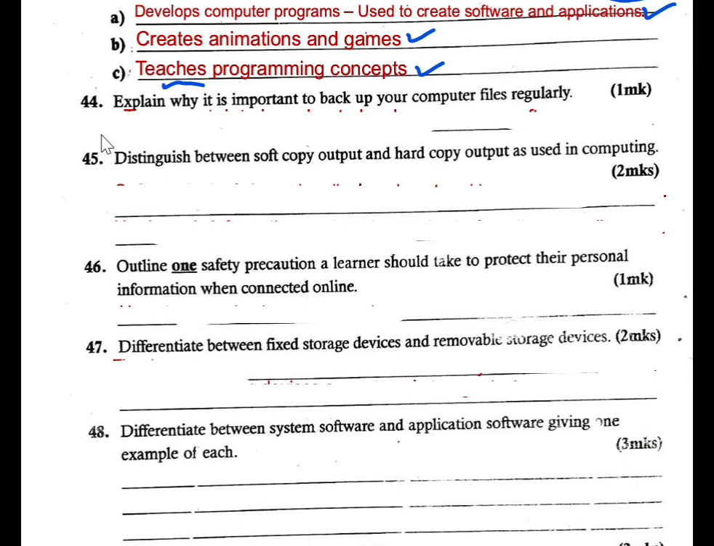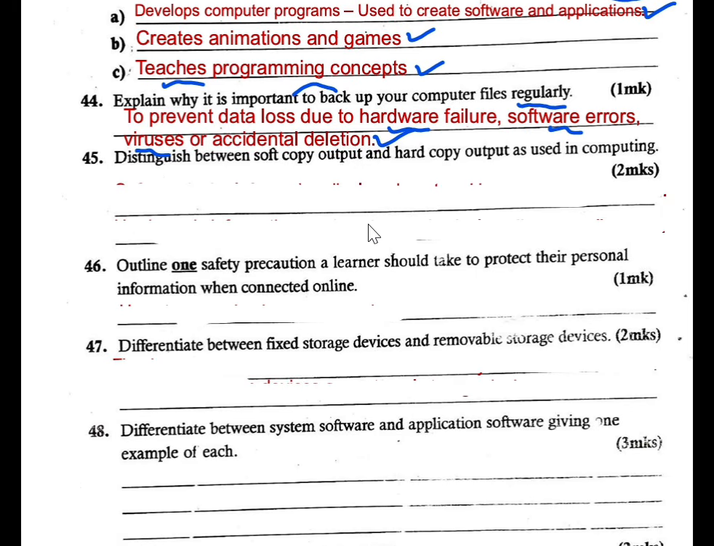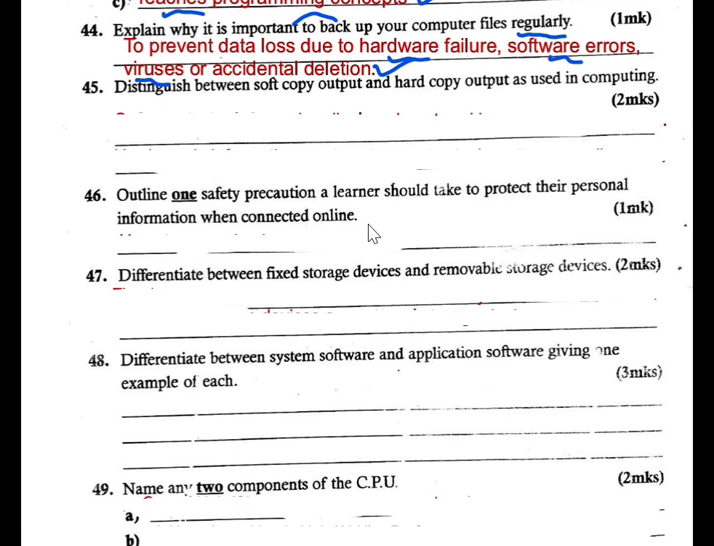Question number 44. I hope tuko pamoja, we continue. Explain why it is important to back up your computer files regularly. Mbona tuna back up? Why is it important to back up? So 1 mark. You back up in case maybe there's an attack and part of data yako iko, so your information is still there. So to prevent data loss due to hardware failure, software errors, or viruses, or sometimes what we call accidental deletion. Sometimes you can delete without knowing. So it's important for you to back up data in your computer. Back up your files regularly in order to avoid loss. So 44, napeana hiyo explanation, you get 1 mark. We continue to 45.